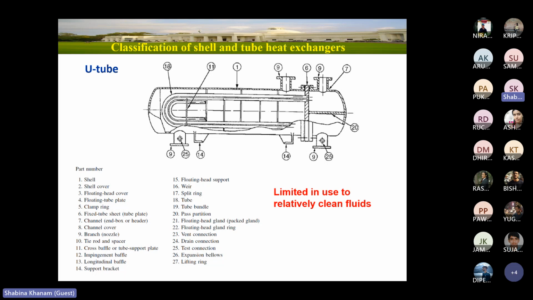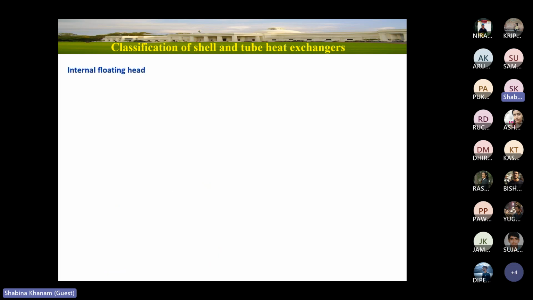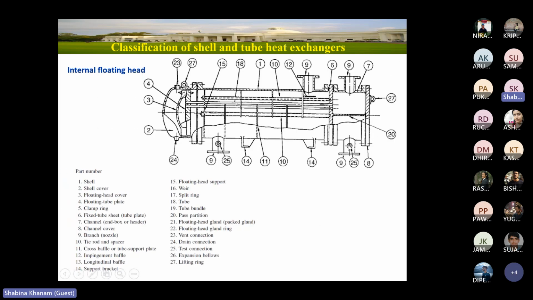So here we have solved the problem of temperature, thermal expansion and contraction, but again we have the limitation of cleaner fluid, so we need to go for another heat exchanger which can accommodate both, high temperature and fouling tendency as well. That heat exchanger is the internal floating head heat exchanger. If you consider it, here I have the tube sheet, this is the shell and this is the cover. All these three things are different, and can be disassembled very easily.